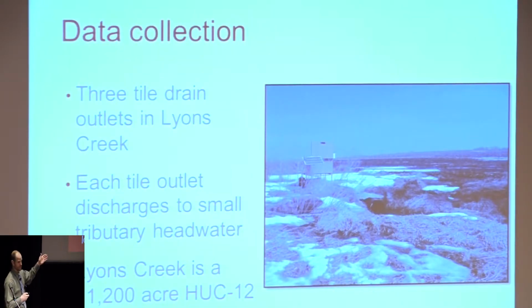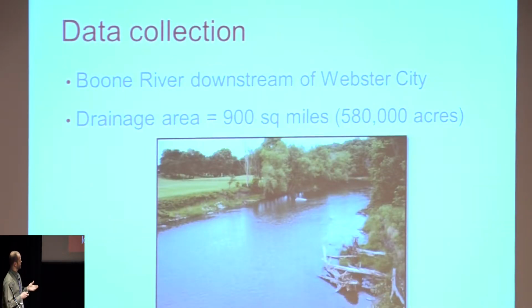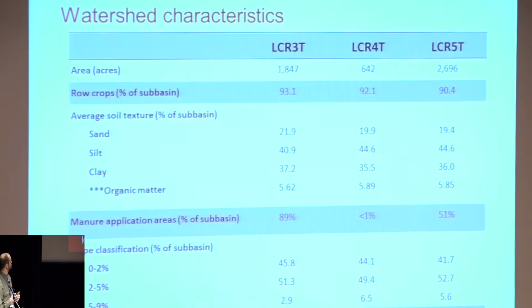This is pretty much what a typical tile drain outlet looks like in Lyons Creek. Very small tiles that discharge for a short distance through a headwater tributary or a ditch before entering Lyons Creek directly. Lyons Creek is about 11,200 acres, somewhere in that vicinity. In the Boone River watershed, of course, the drainage area is many times greater, 900 square miles. Again, this is some distance downstream of Webster City, whereas Lyons Creek enters the Boone River in Webster City itself.